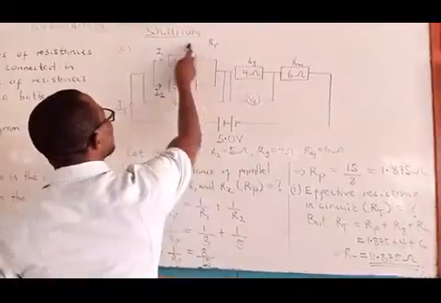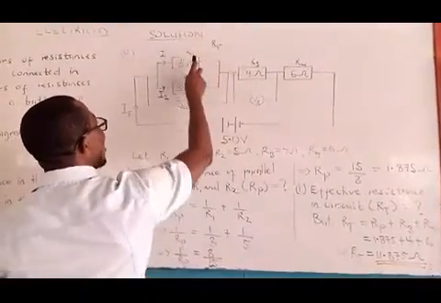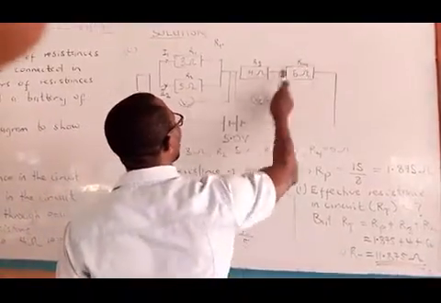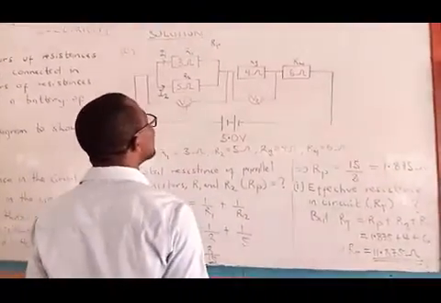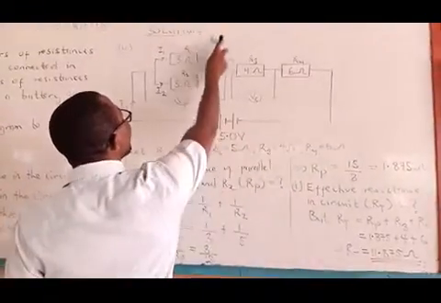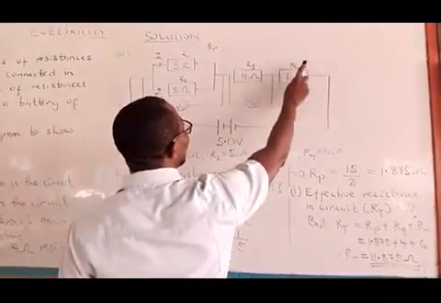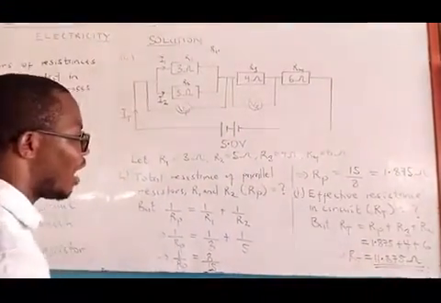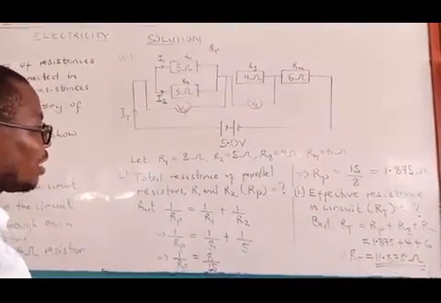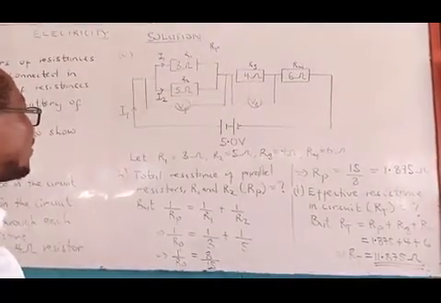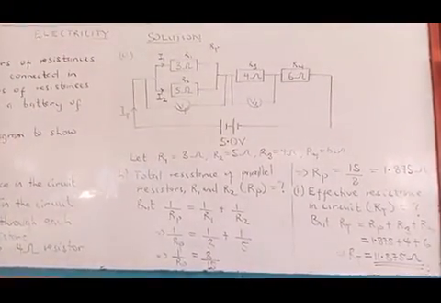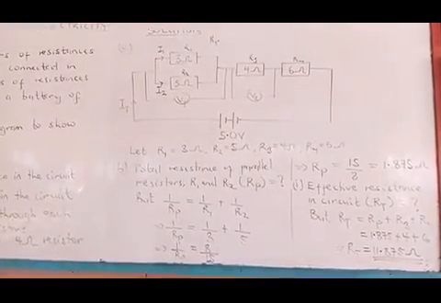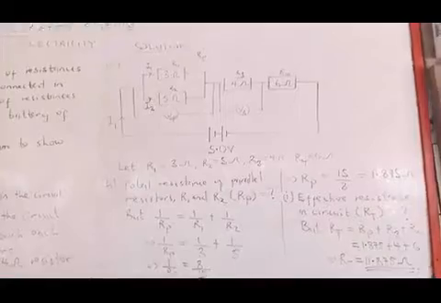I'm saying that the total of the power resistor, which is Rp, is in series with R3 and R4. So the effective resistance in the circuit will be Rp plus R3 plus R4. That's what we did, and the answer gave us 11.875. So that is for BI. We're going to continue to look at BII.